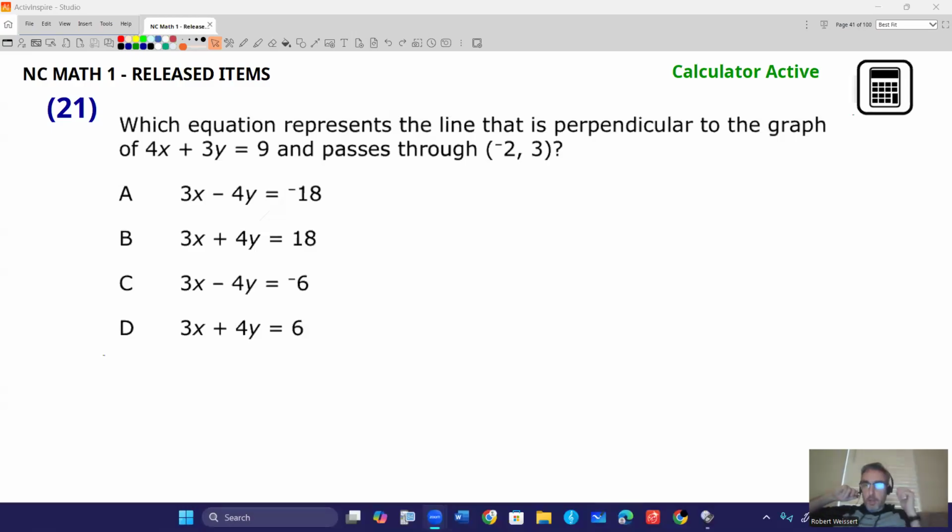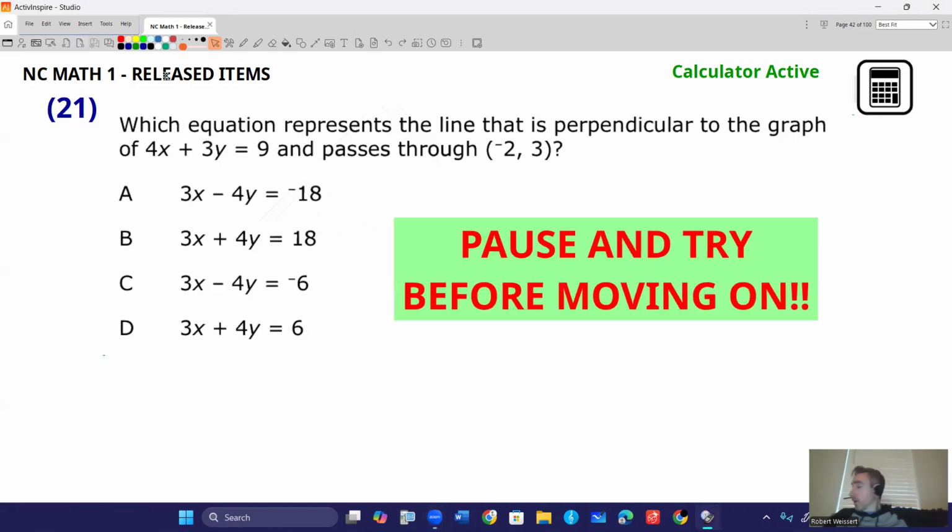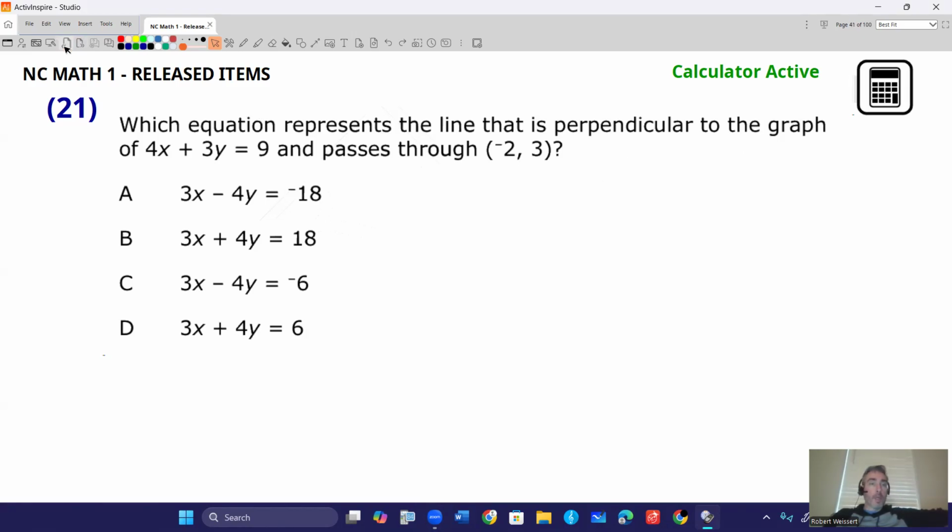Question 21 of the Calculator Active Math 1 released items. Which equation represents the line that is perpendicular to the graph of 4x plus 3y equals 9 and passes through negative 2, 3? We have four answer choices. Read through those choices, pause the video, and try this question on your own. Okay, we're going to go over it in 3, 2, 1.